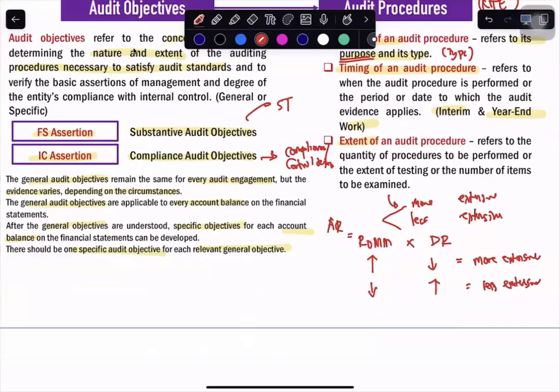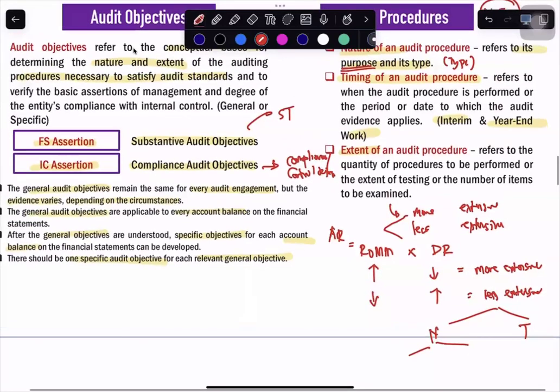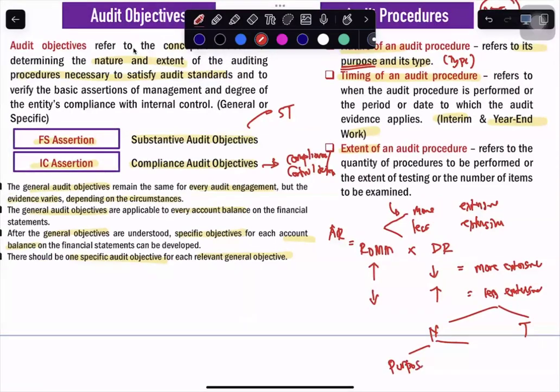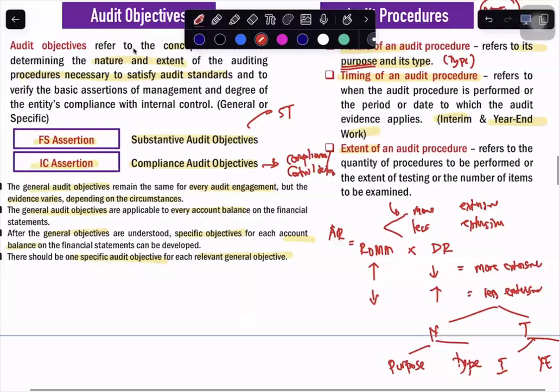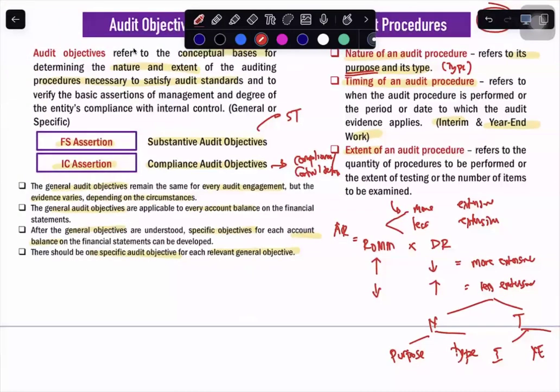Now, your audit procedures as to the nature and the timing depend on the purpose of your testing and the type, and the timing, whether it is interim or year-end. So that is the relationship of your NTE of audit. So again, we look into our ROMM, we look into our detection risk, whether we have more extensive or less extensive, and based on the extensiveness of our audit procedure, we determine the purpose of when we will conduct that audit and the type of our audit procedure.